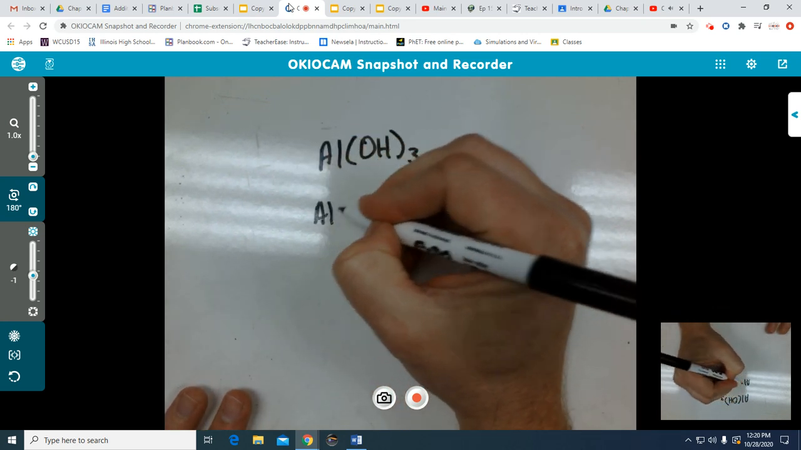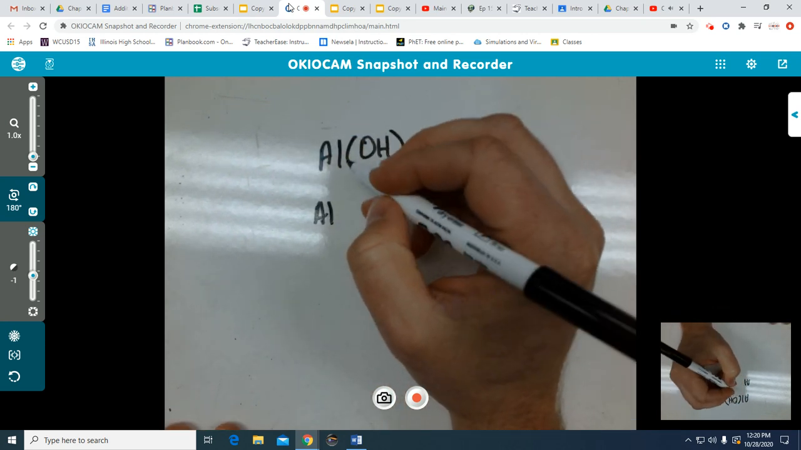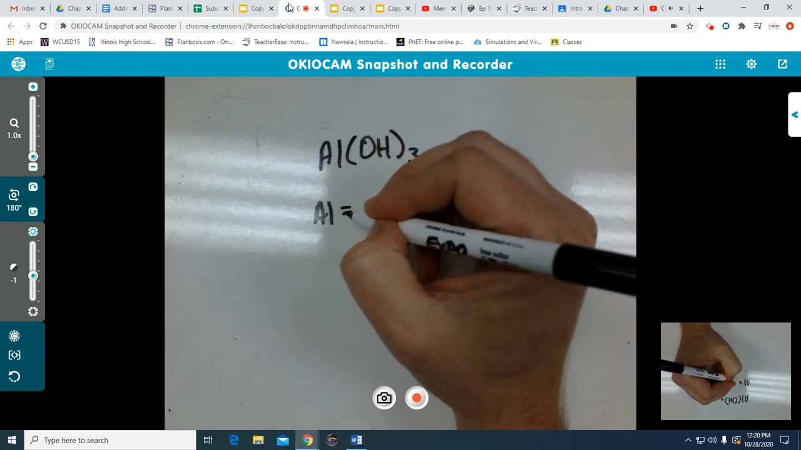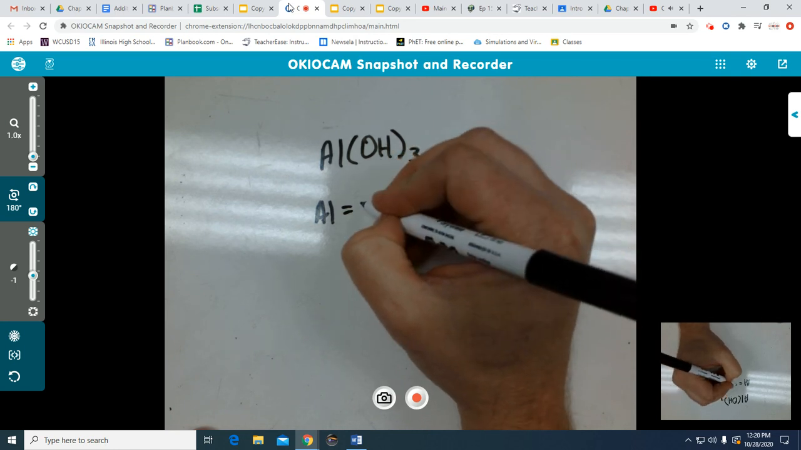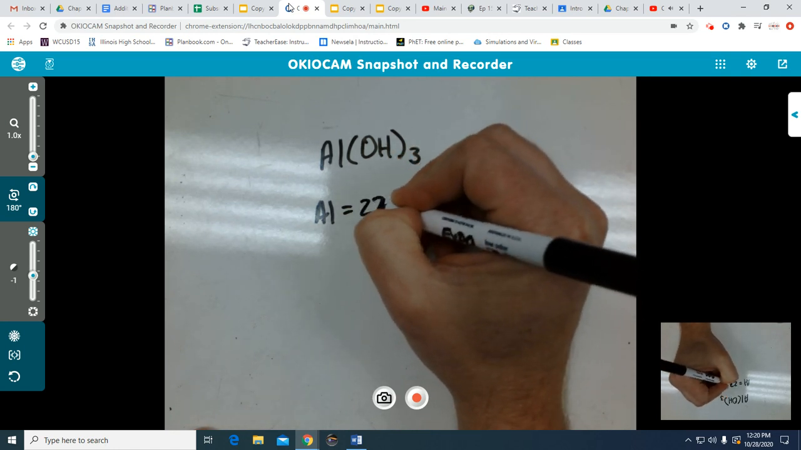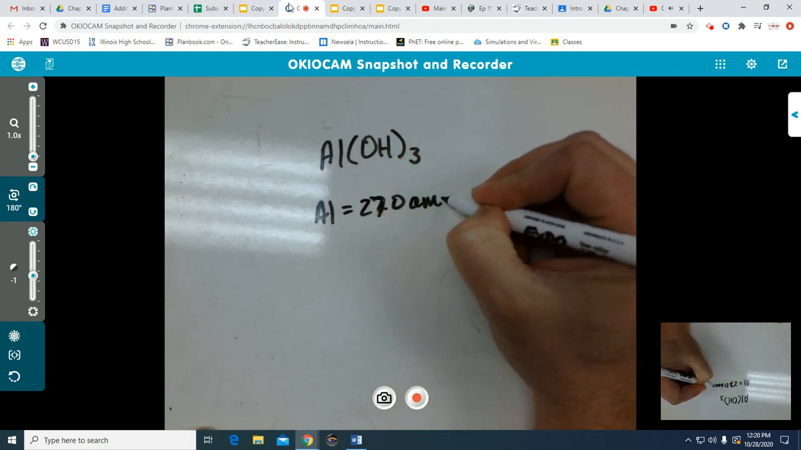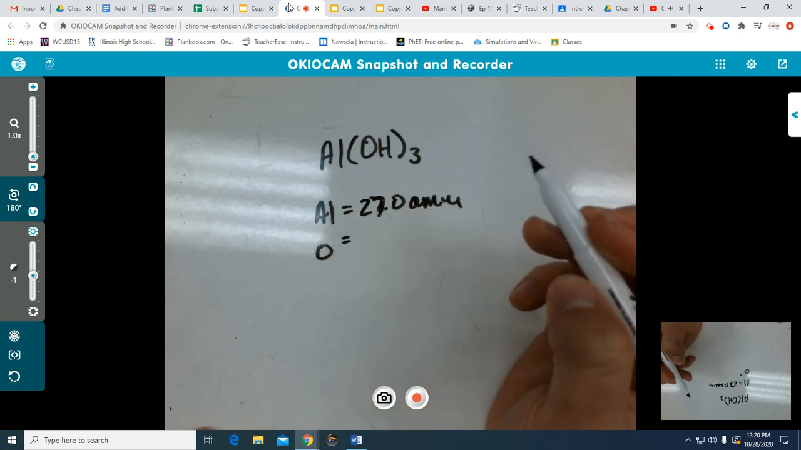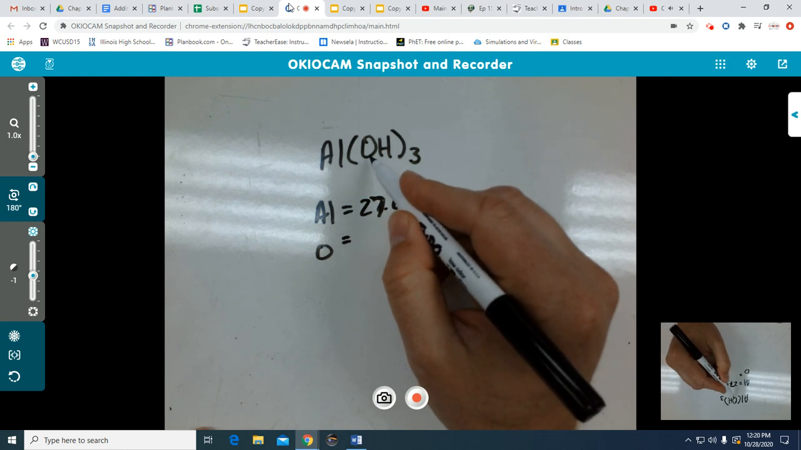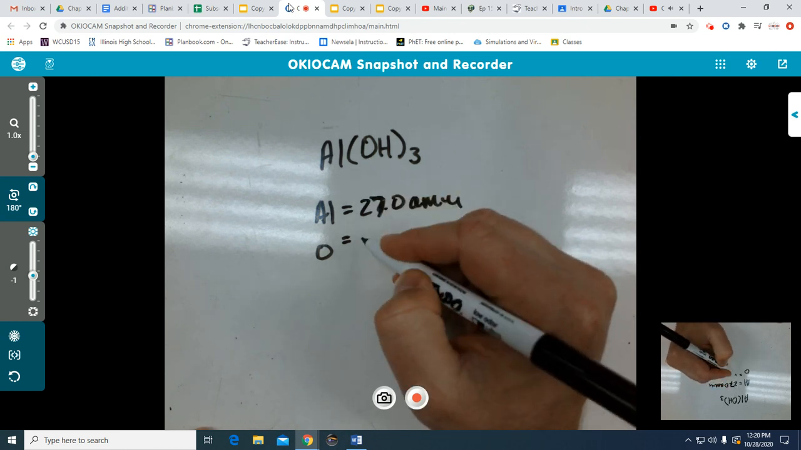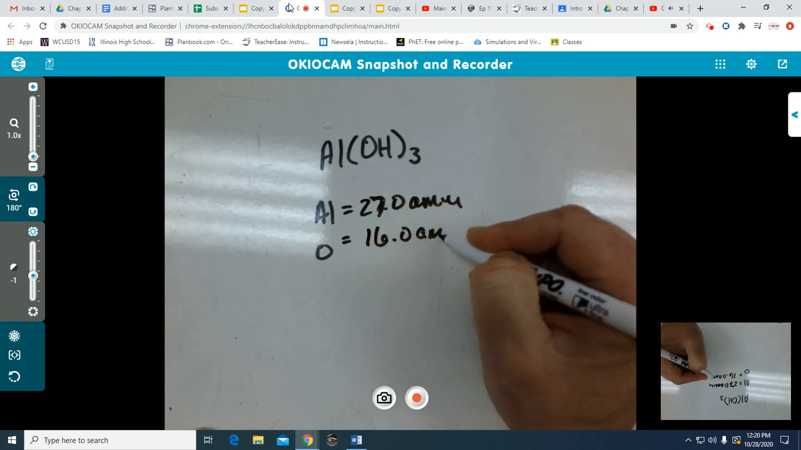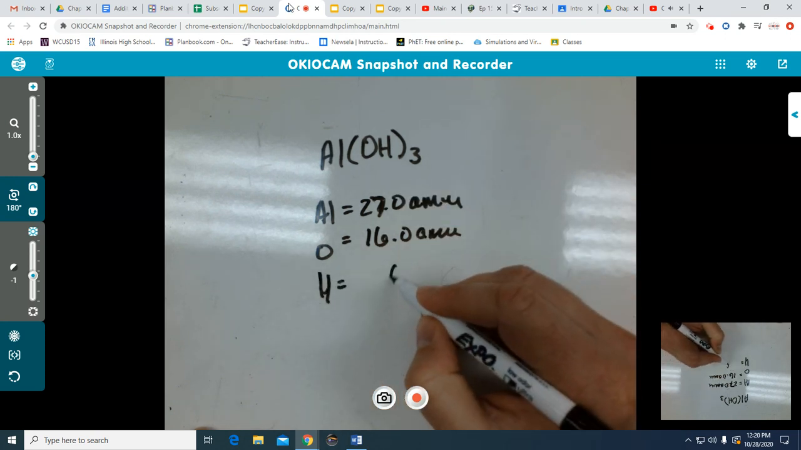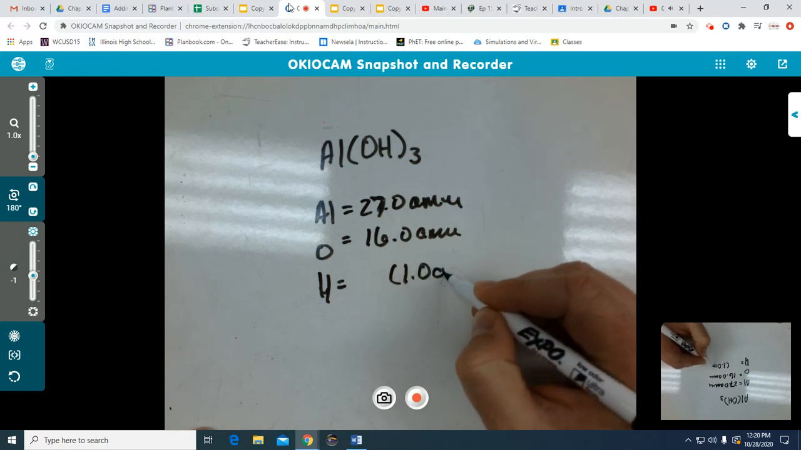So aluminum, if you want to pause and take a look at the periodic table, aluminum has a rounded mass of 27.0 AMU. Oxygen has a rounded atomic mass of 16.0 AMU. And hydrogen has a rounded atomic mass of 1.0 AMU.